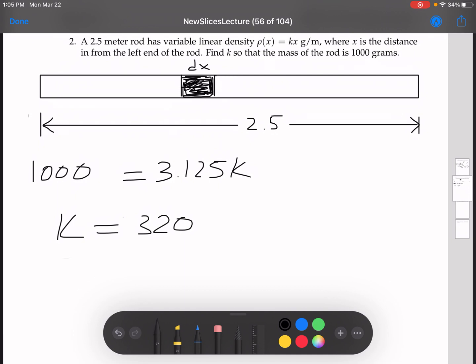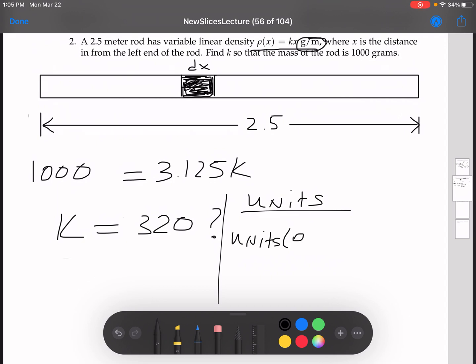And now we need to figure out the units. This is somewhat of a tricky part. So let's figure out the units now. All right, so remember that rho of x up here, the units is grams per meter. So the units for rho, and also think about looking at this right here, right? So rho is equal to k times x.